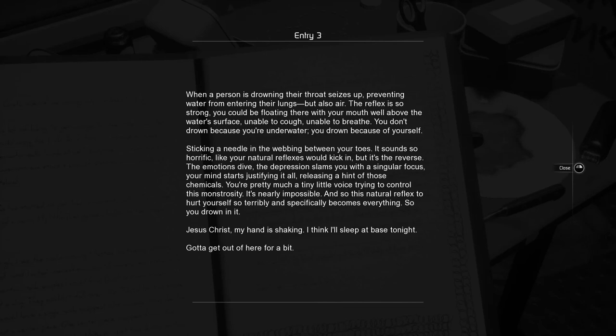Sticking a needle in the webbing between your toes sounds so horrific, like your natural reflexes would kick in, but it's the reverse. The emotions dive, the depression slams you with a singular focus, your mind starts justifying it all, releasing hints of those chemicals. You're pretty much a tiny little voice trying to control this monstrosity. It's nearly impossible, and so this natural reflex to hurt yourself so terribly and specifically becomes everything. So you drown in it.